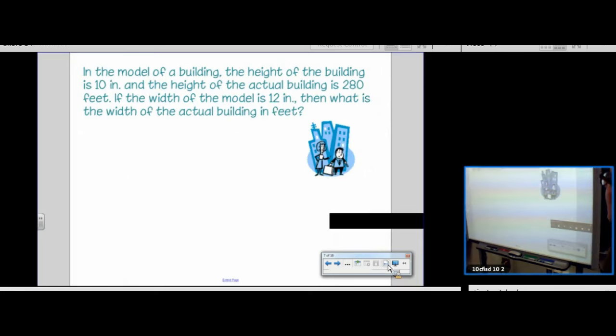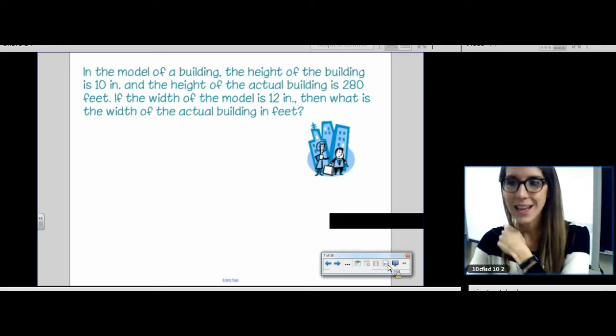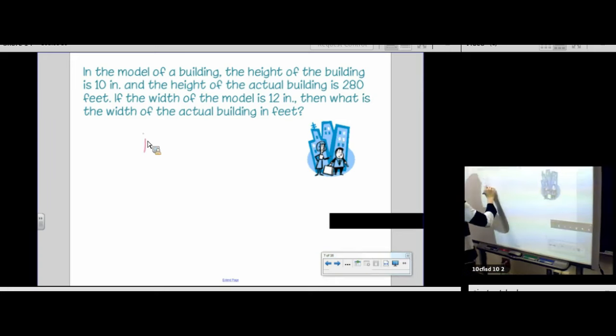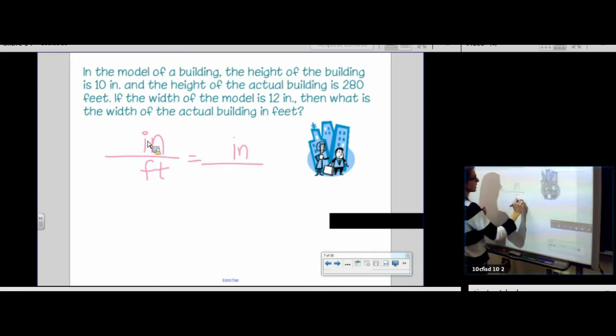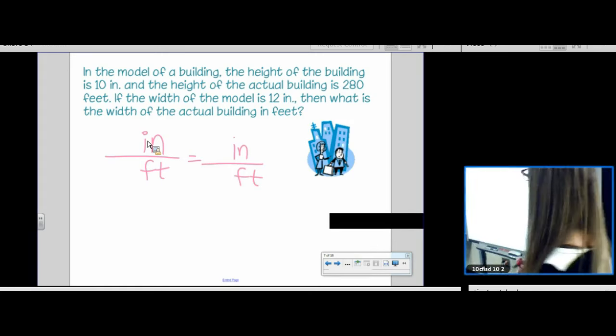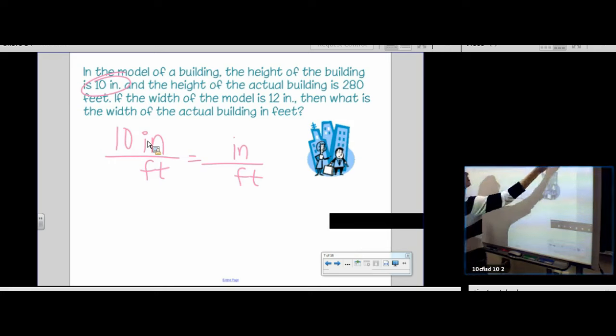In the model of the building, the height is 10 inches. Height of the actual building is 280 feet. If the width of the model is 12, then what's the width of the actual building in feet? The only thing I want you to walk away from a problem like this is knowing to be consistent. You can set up your proportion however you want, as long as you're consistent. I like to do inches over feet equals inches over feet. But you can do inches over inches equals feet over feet, as long as you're consistent. So which ones go together? This one goes with this one.